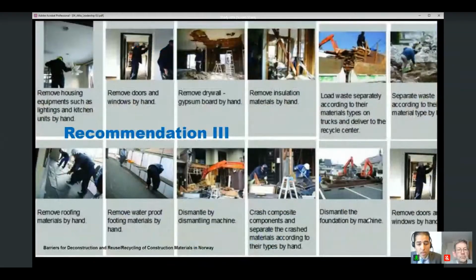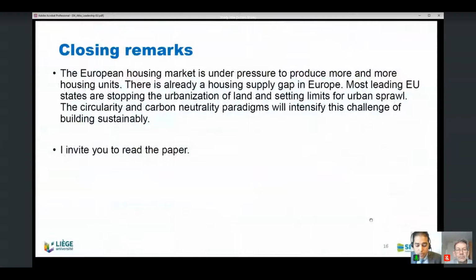Some final closing remarks for the presentation of today. The European housing market is under pressure in Europe, and we need more and more housing units. There's already a clear housing supply gap in the European Union. With the pressure of stopping urbanization and the reuse of land, we will need regulations that enforce and couple circularity and carbon neutrality paradigms in order to meet the challenge of building sustainably.